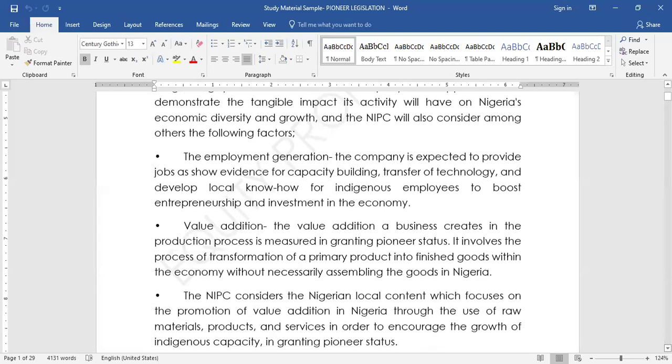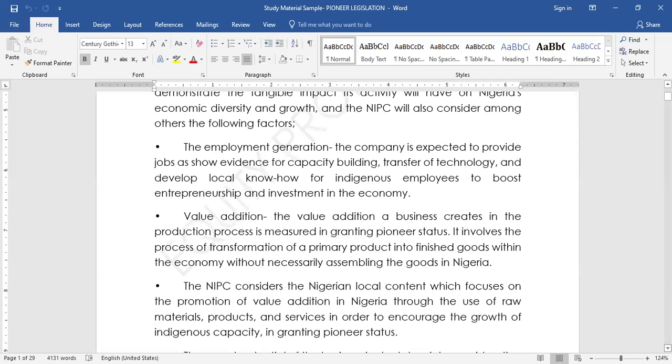Another one is value creation or value addition. Such a company that wants to apply for pioneer status must add value to the Nigerian economy, in terms of economic growth, reduction of imports, and increase in exportations.